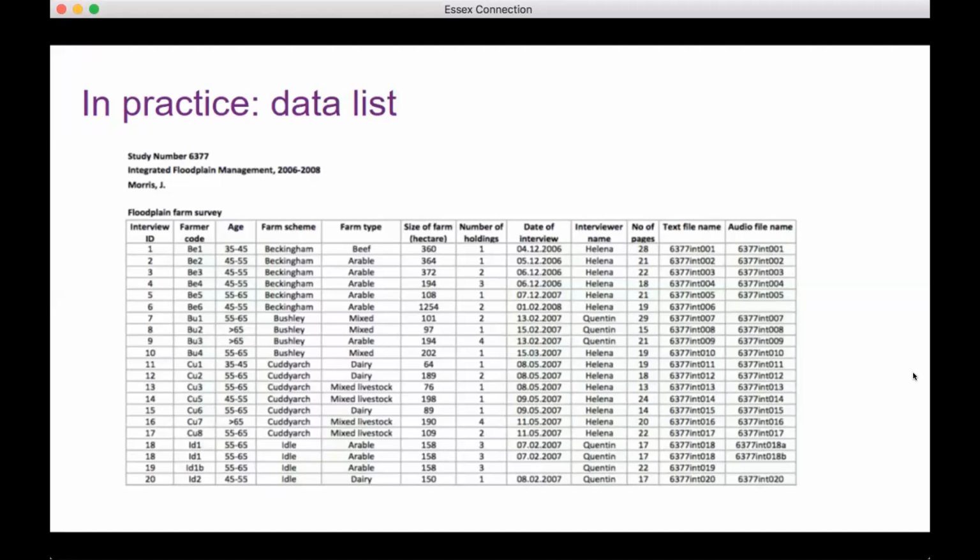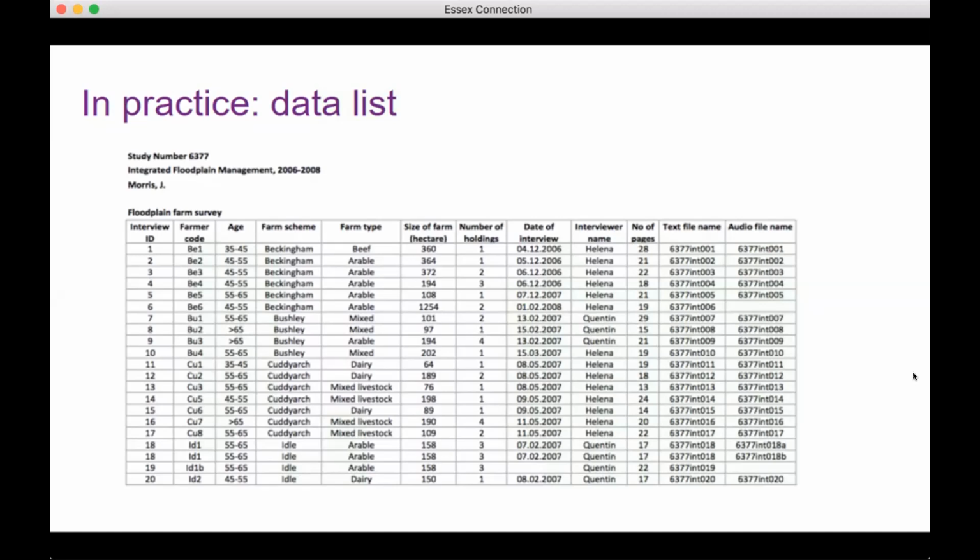So we refer to this data list as a map to the collection because it provides an at-a-glance summary, if you will, of all the files that were archived. This is very useful for a user and also for yourself, if you are to come back to your project in a few years' time and need to remember this information in one file.